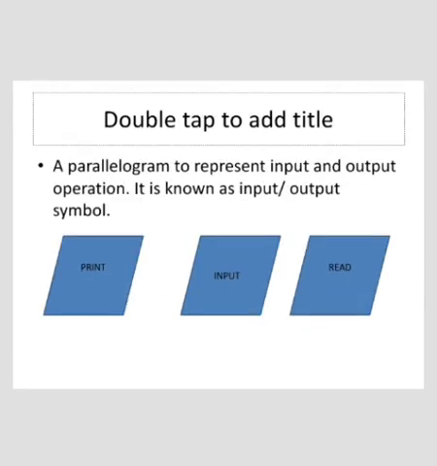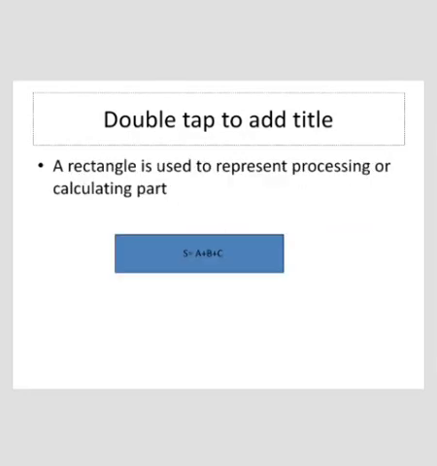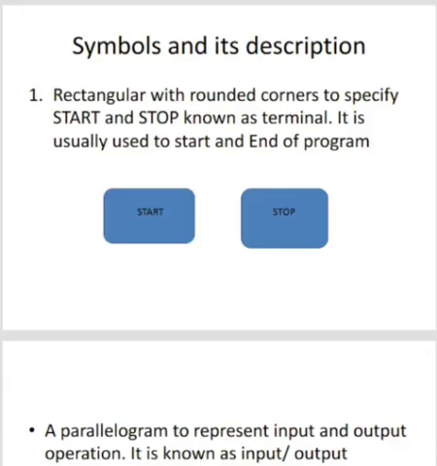The next is a parallelogram to represent input and output operation. It is known as the input-output symbol. The next is a rectangular box. A rectangle is used to represent the processing or calculating part. So this symbol is used for print, input and read.